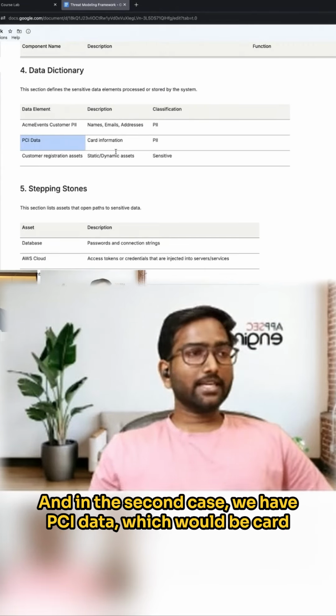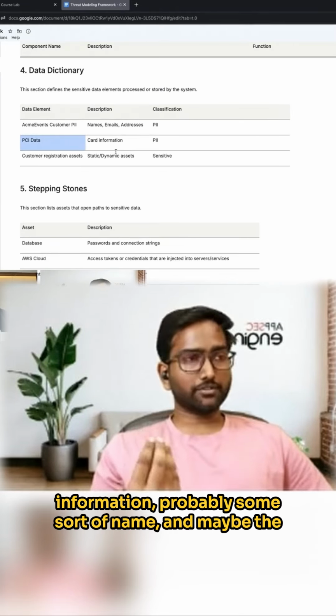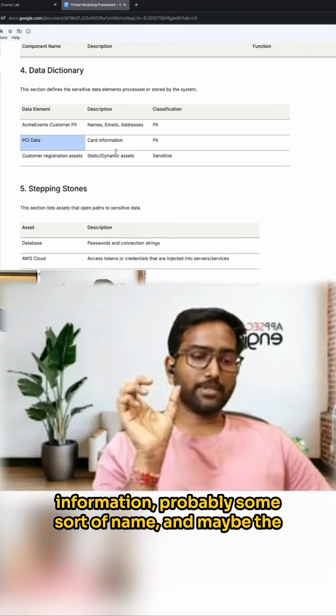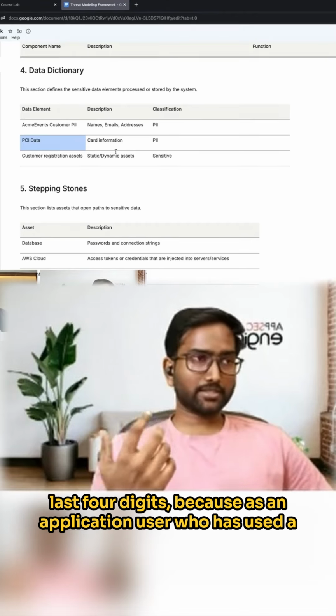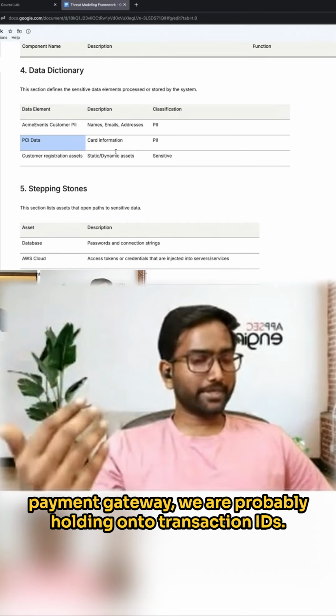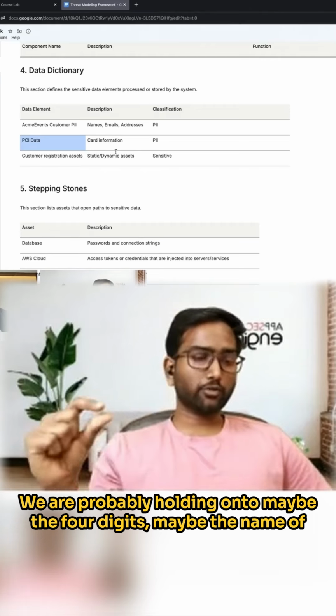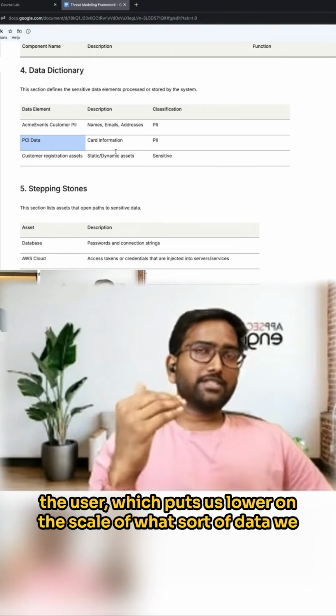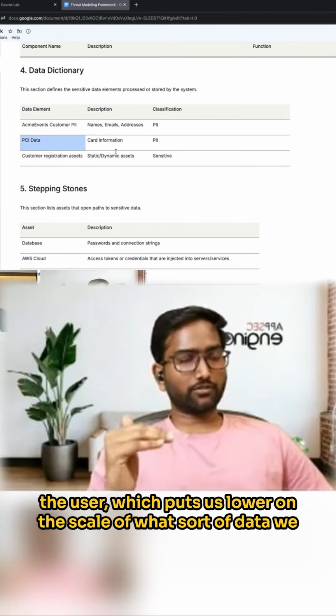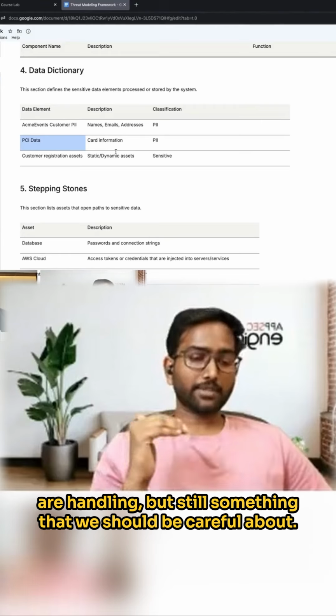And in the second case, we have PCI data, which would be card information, probably some sort of name and maybe the last 4 digits, because as an application user who has used a payment gateway, we are probably holding on to transaction IDs. We are probably holding on to maybe the 4 digits, maybe the name of the user, which puts us lower on the scale of what sort of data we are handling, but still something that we should be careful about.